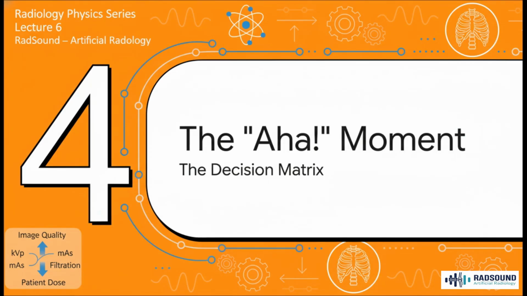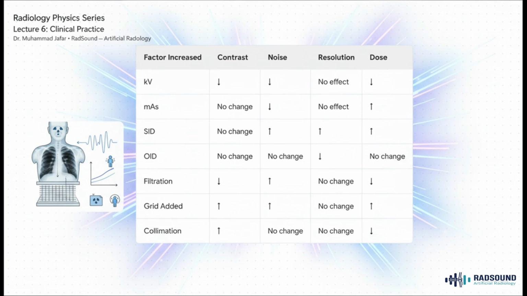Okay, let's put it all together. This is that aha moment where everything we've been talking about just clicks. This next slide, this is the ultimate cheat sheet. It connects every single one of these factors to its specific effect on image quality and dose. This matrix is basically your guide to the trade-offs that define radiography.